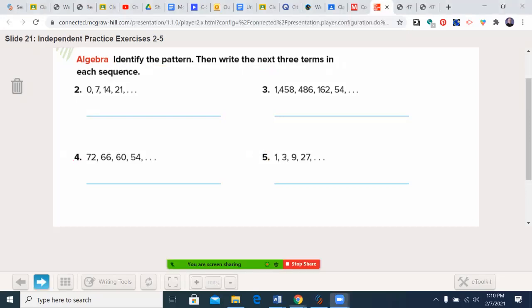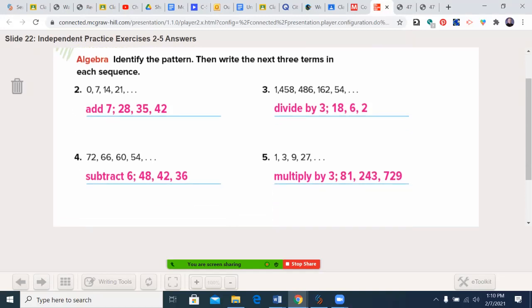All right, let's look at how it went. Welcome back. On this one, we went 0, 7, 14, 21. We were adding 7. 21 plus 7 is 28. 28 plus 7 is 35. 35 plus 7 is 42. A lot of good football numbers there.